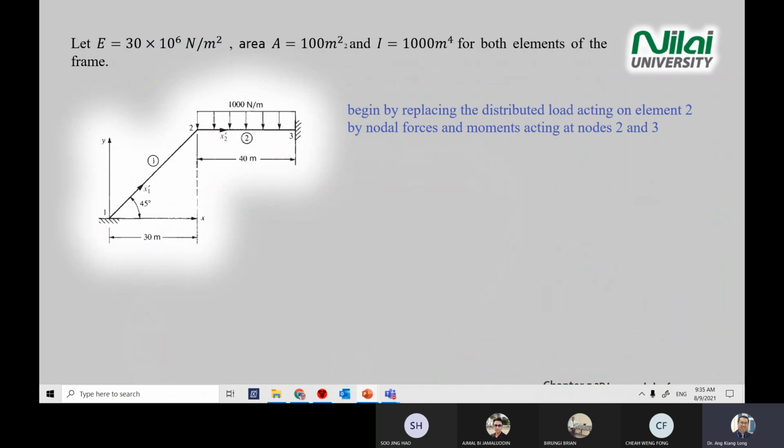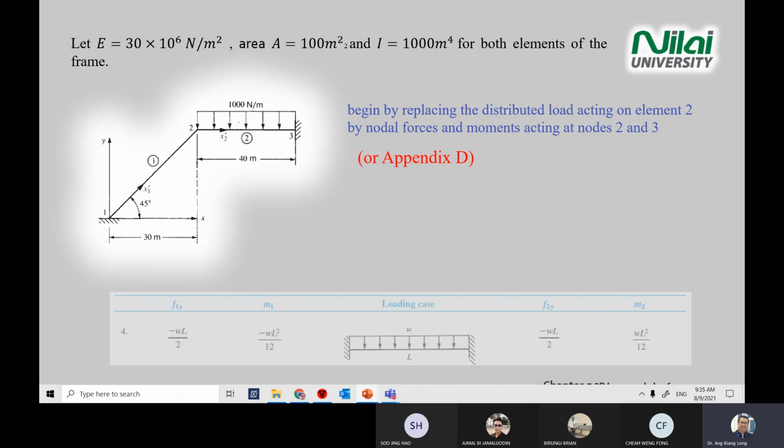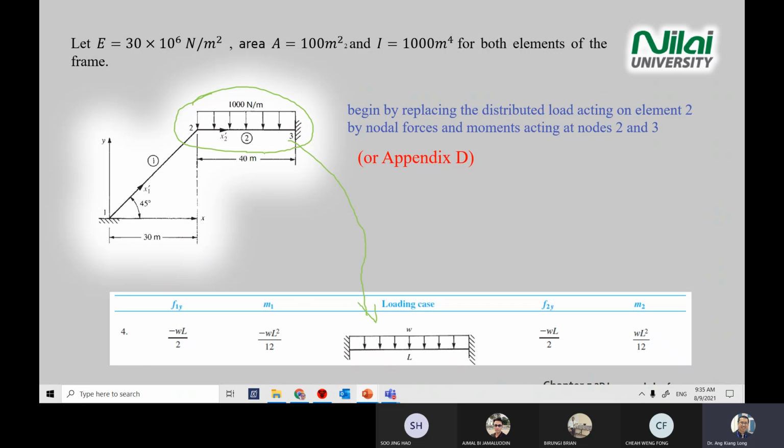The first thing, you need to convert the distributed load by referring to Appendix D. So Appendix D is what we're familiar with. Case number 4, as you can compare this case to this diagram. So you're converting this to F1y, M1, F2y, M2. Remember, there's a graph above this in Appendix D, the equivalent free body diagram, that gives you something like this. Okay. So you have F2y equal to minus 2L.